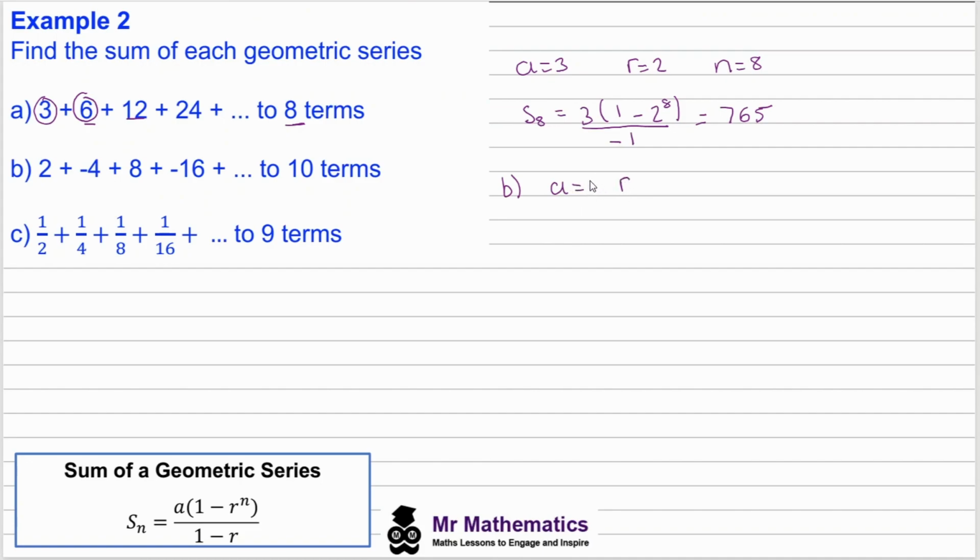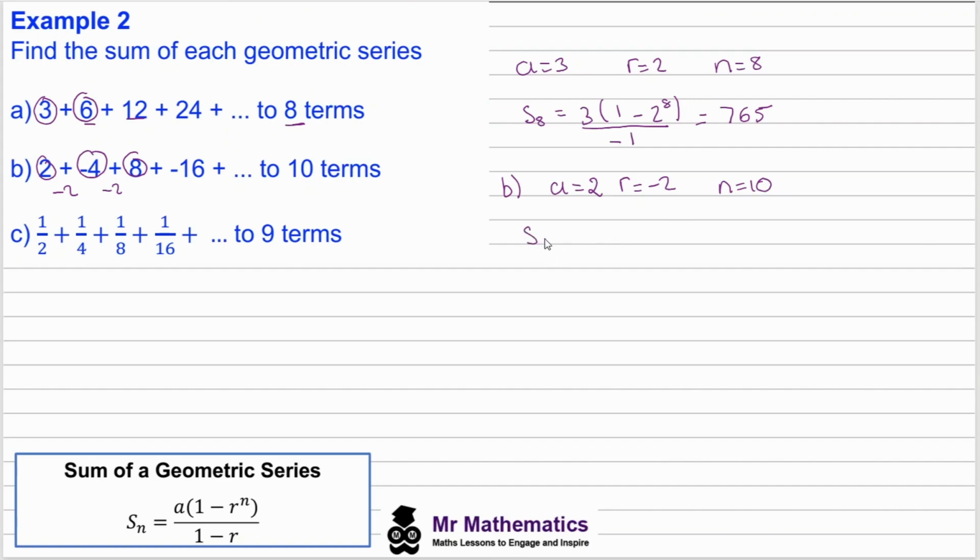The common ratio will be the negative 4 divided by 2, so negative 2. We can check this by doing 8 divided by negative 4, which is also negative 2. So this gives us the common ratio. We've been told we've got 10 terms, so n will equal 10.